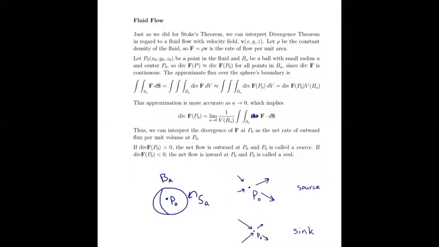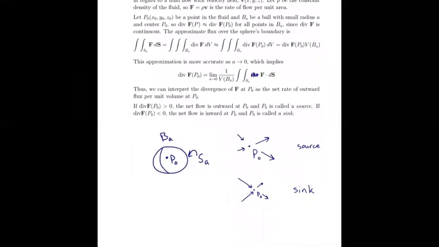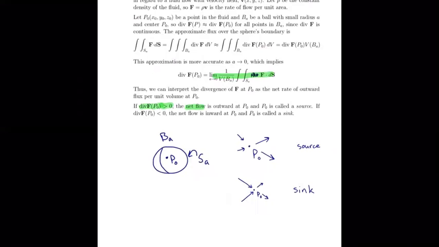So with that in mind, if the divergence of f at p naught is greater than 0, then the net flow overall is outward. We're pushing more material outward than we're taking in, whatever this flow might be. And we're still talking about a fluid flow here, but it could be an electromagnetic flux or something like that. If this is the case, then if the flow is net outward, we call the point p naught a source. It's a source of some fluid flow or whatever the flux might be.